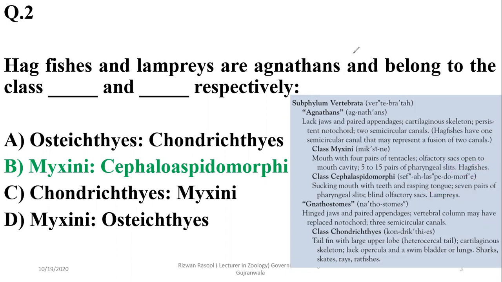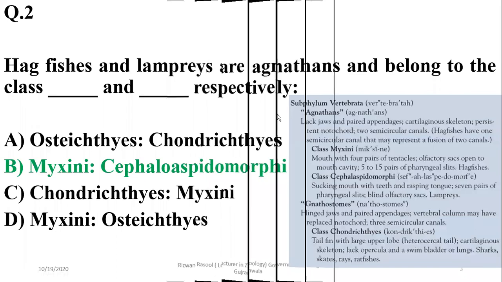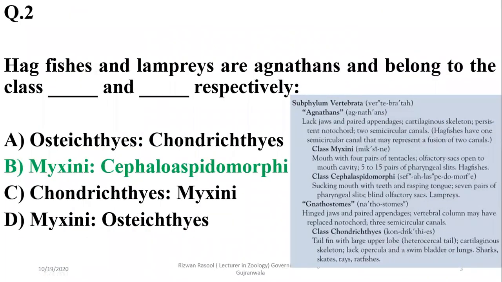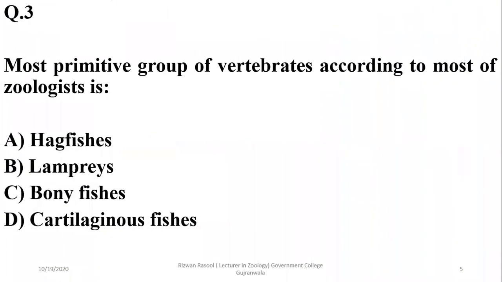So the right option over here is beta, but this classification system is a little bit different in the 10th edition system of classification, as the class of hagfishes has been upgraded to the infraphylum Hyperotreti, and lampreys are also reclassified over here. But it is suggested that you must follow the classification system given in the 5th edition of Miller and Hawley Zoology, as it is recommended by most of the universities as their course contents.